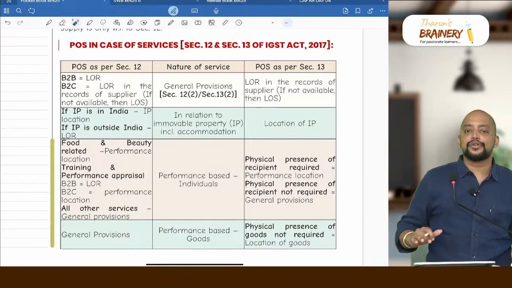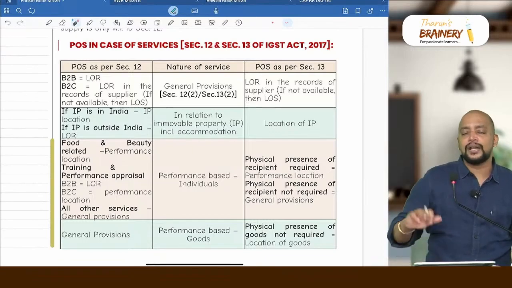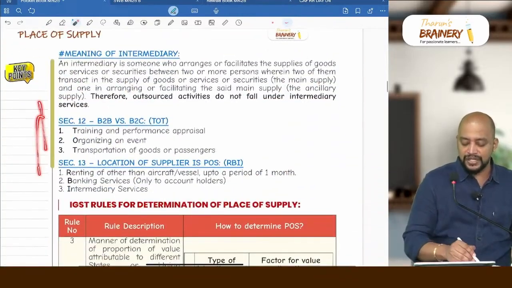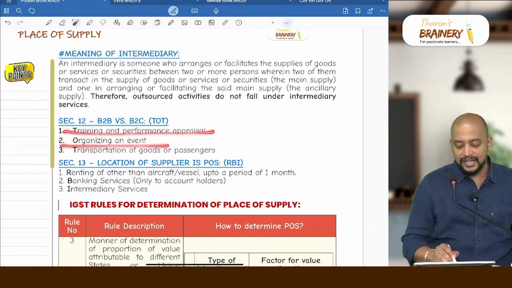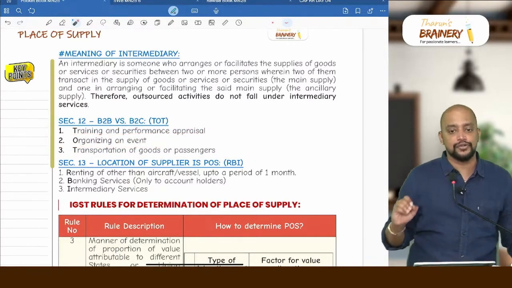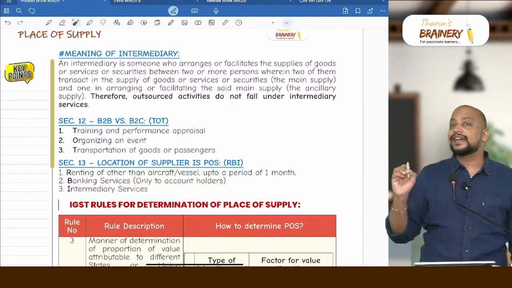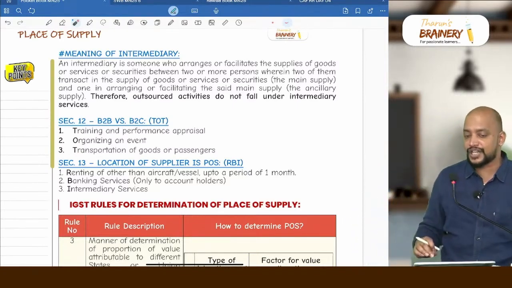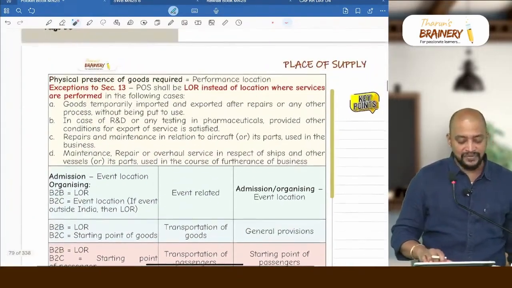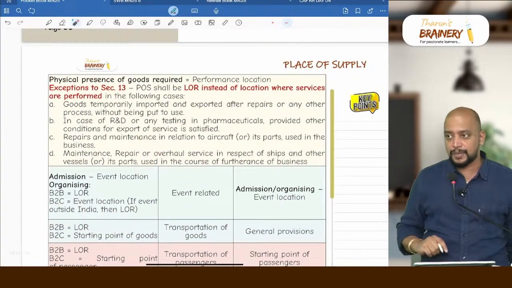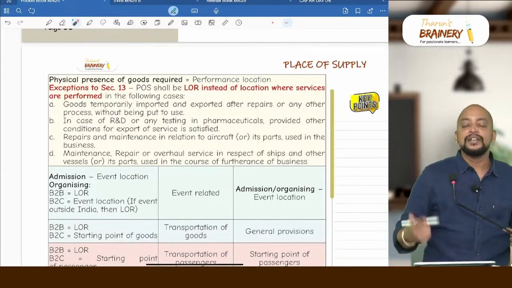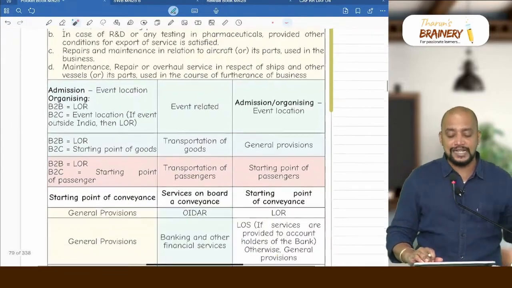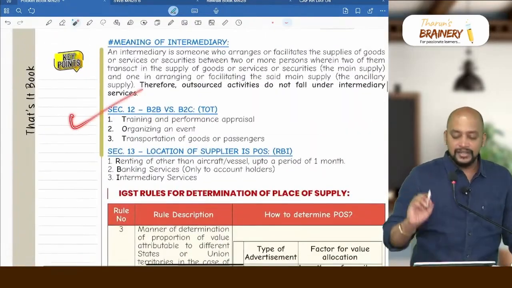The next aspect that you need to know is that there are 3 services in 12 where B2B, B2C classification will be applicable. What are those 3 services? Training and performance appraisal services, organizing an event, and transportation of goods or passengers. TOT. In case of this TOT, we have B2B, B2C classification. In all other places, we have only one place of supply provision. So wherever this B2B, B2C comes, the B2B will be always location of recipient. That you need to remember.